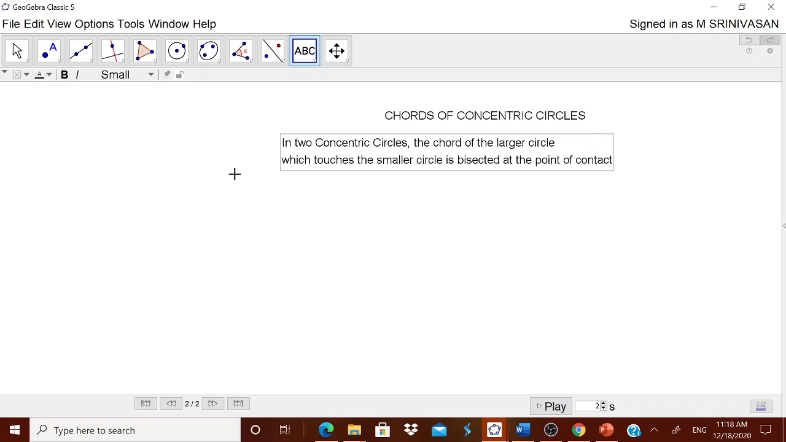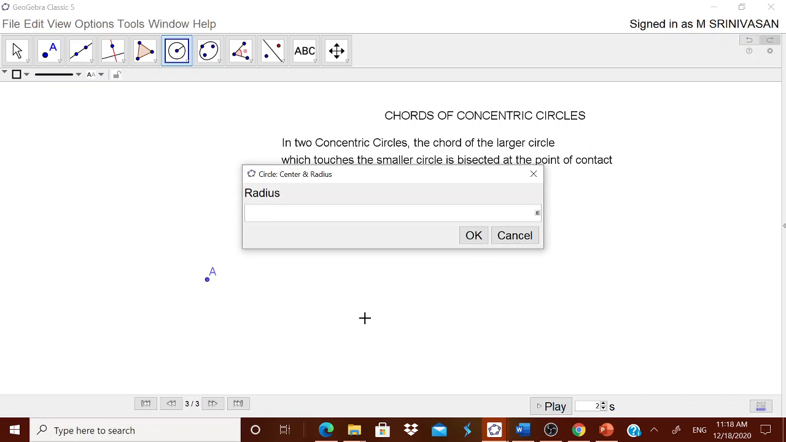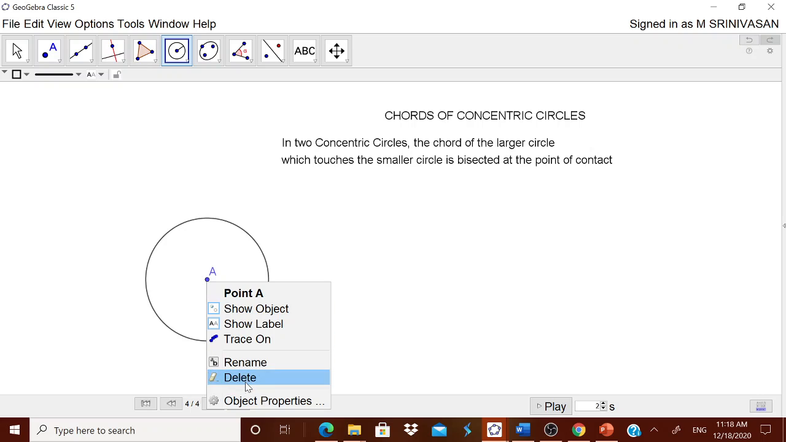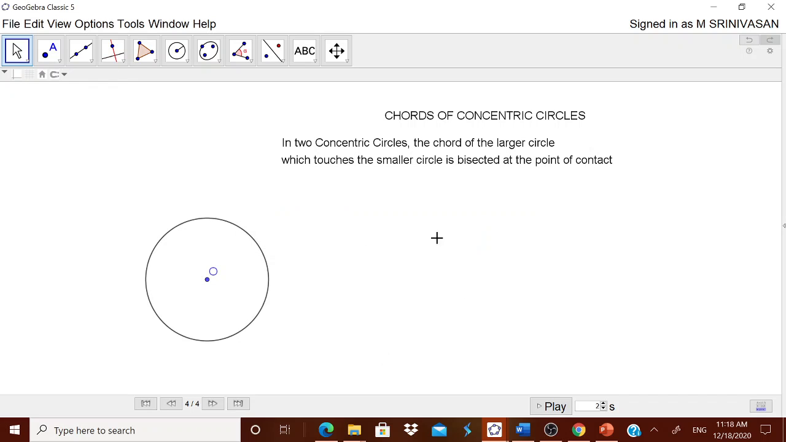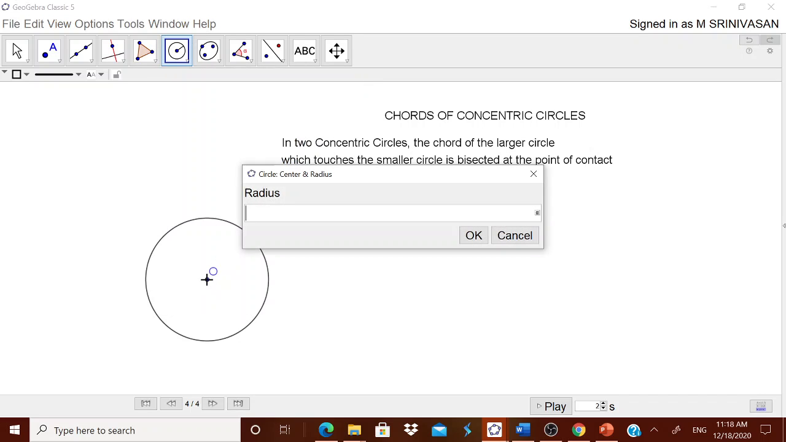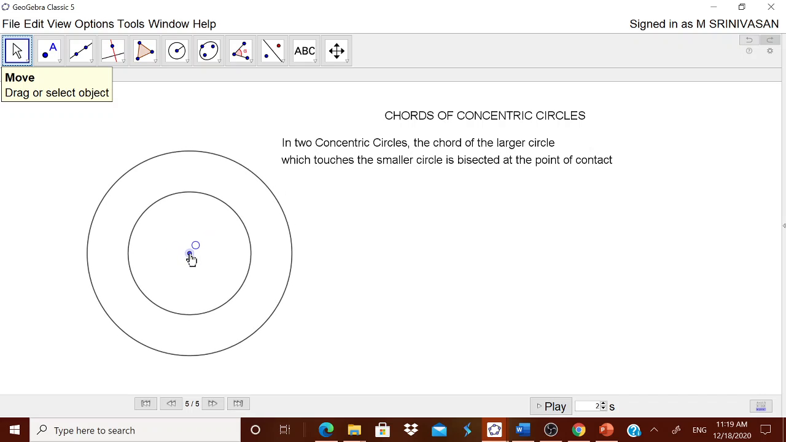We have to draw two concentric circles now. For that, let us go for circle with center and radius. We'll put it and we'll have the radius as 3. We will change its name to O for our convenience. Again go for circle with center and radius. Again touch it. Now have the radius as 5. Good. Therefore now you have two concentric circles. I have taken only two concentric circles for my convenience. Let me put it over here.